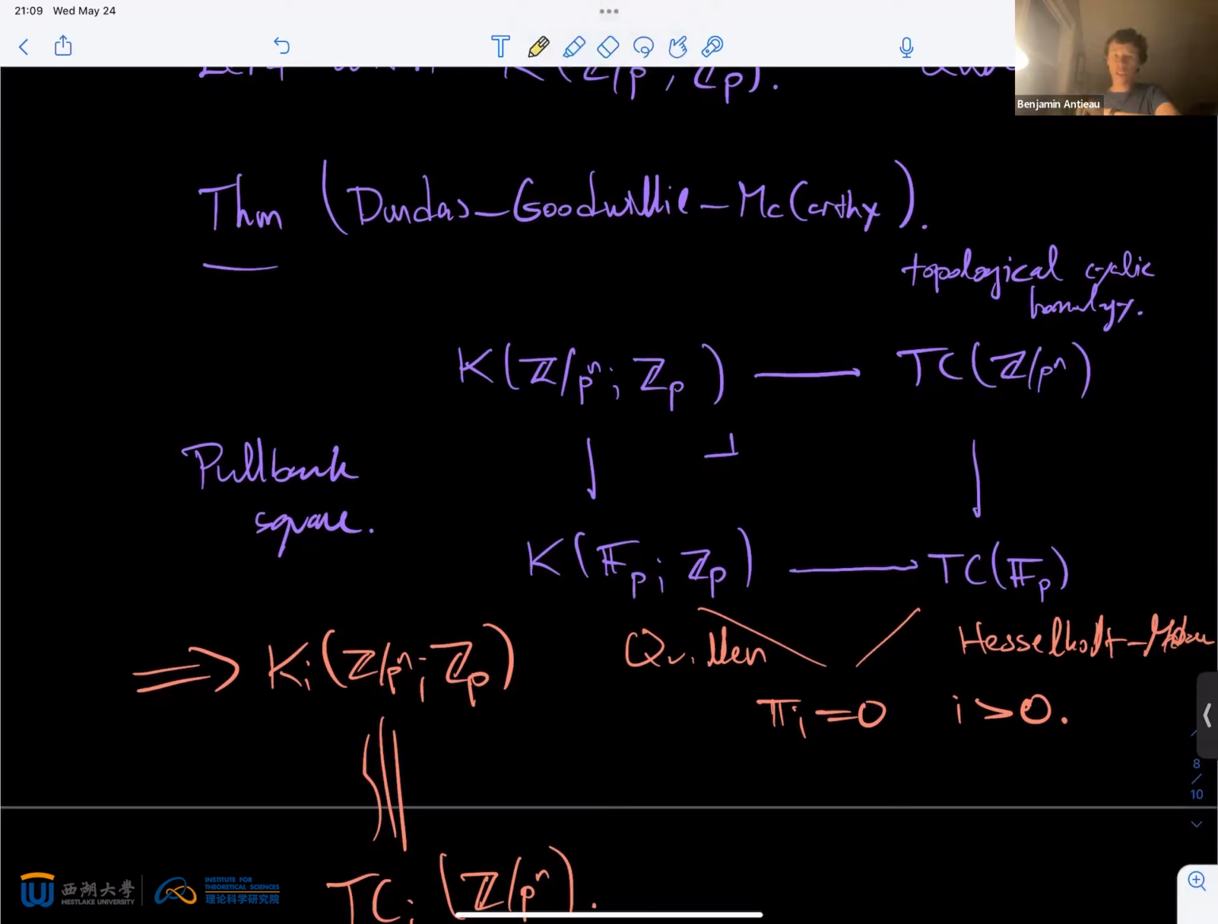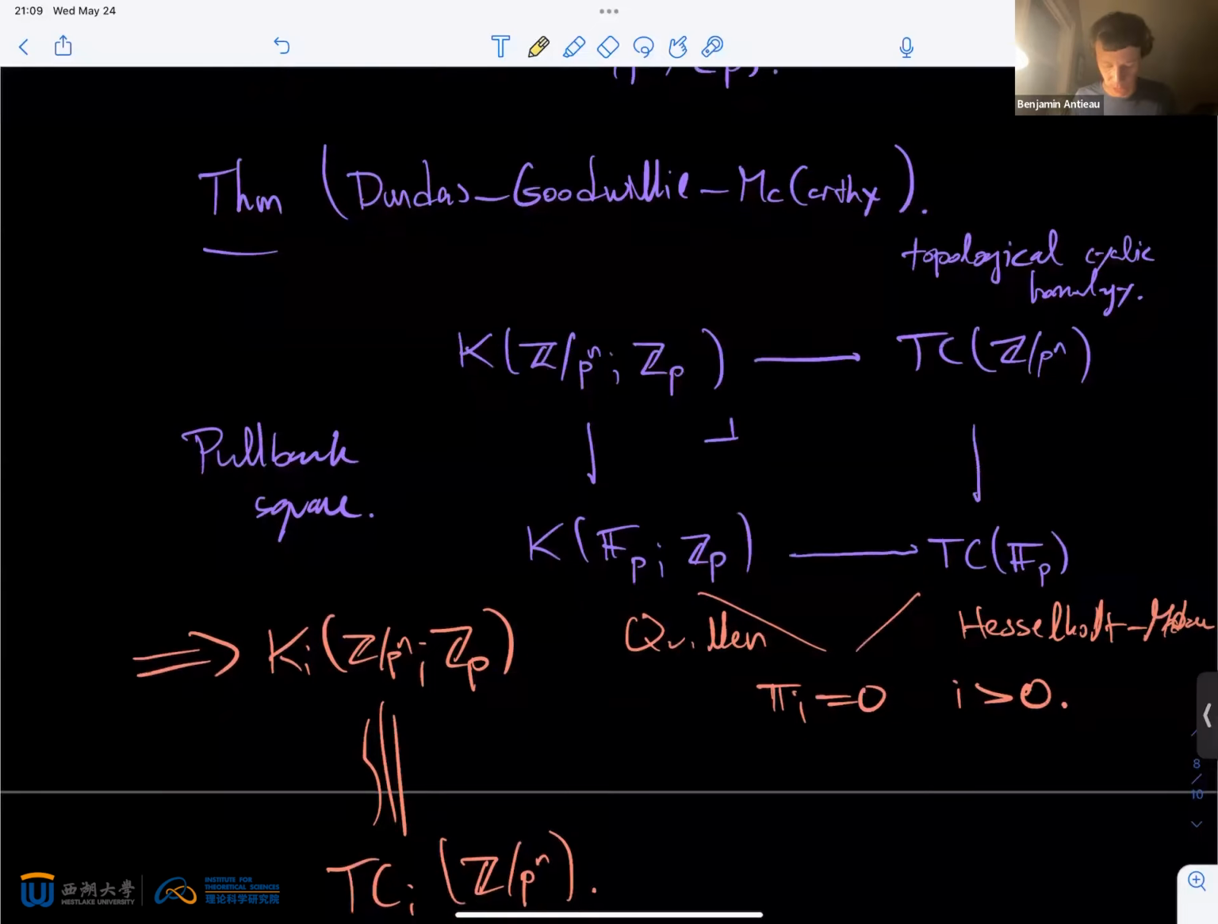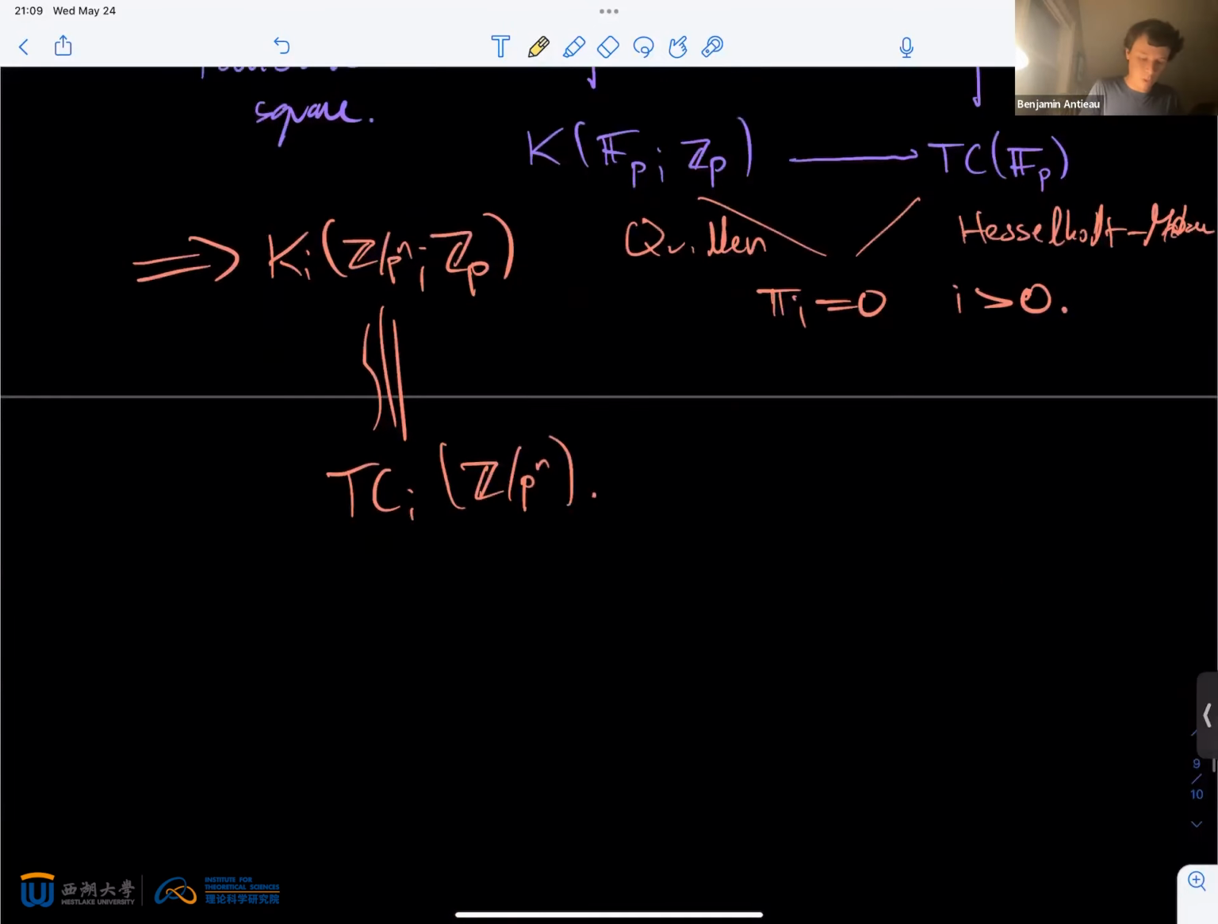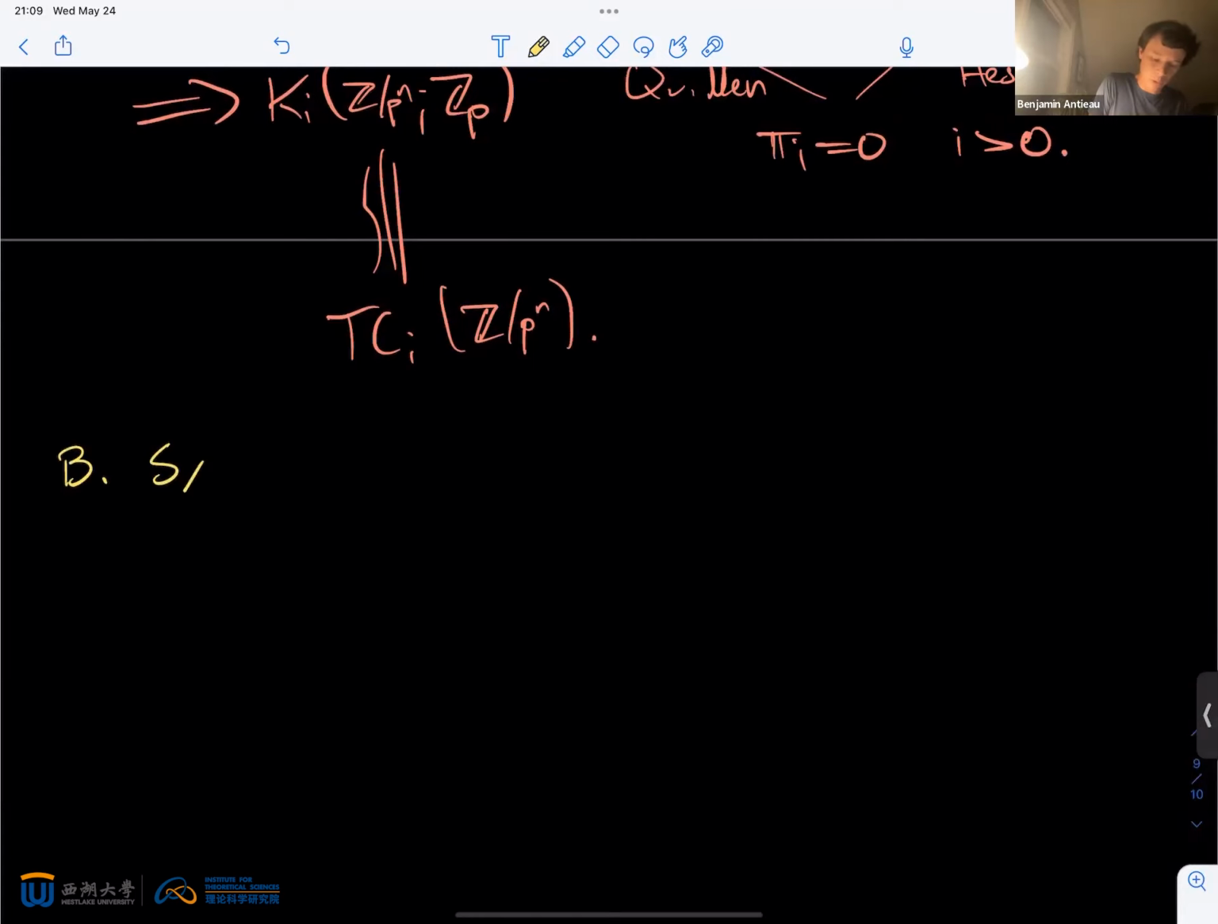So I'm not going to tell you what TC is, but I'm going to tell you that TC has a motivic spectral sequence. And that motivic spectral sequence has an E2 page called syntomic cohomology. And I'm not really going to tell you what syntomic cohomology is in general either, but I'll give an example of what it is in one case that's relevant to us. Okay, so part B here is syntomic cohomology. And I'll just write some symbols down.